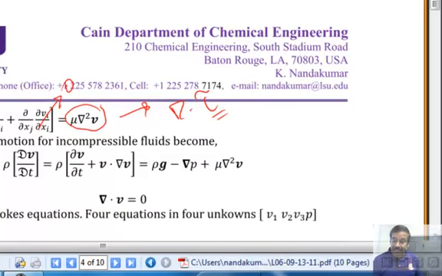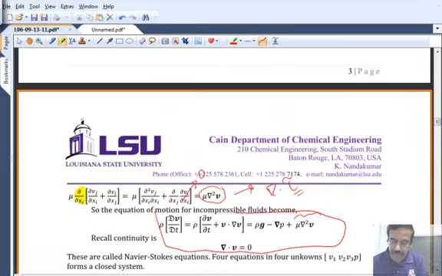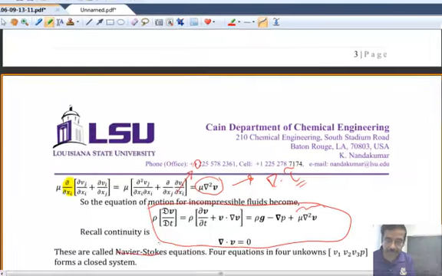So when you make that substitution for del dot tau, these are the final form of the equations of motion. These are called the Navier-Stokes equation.